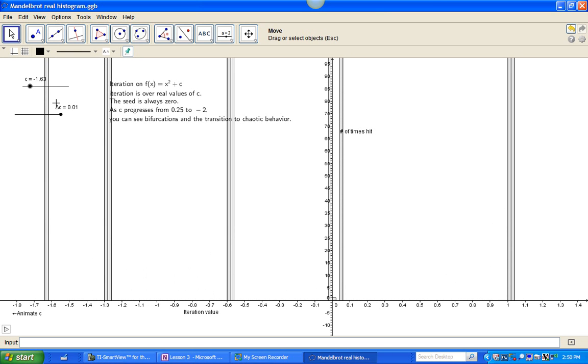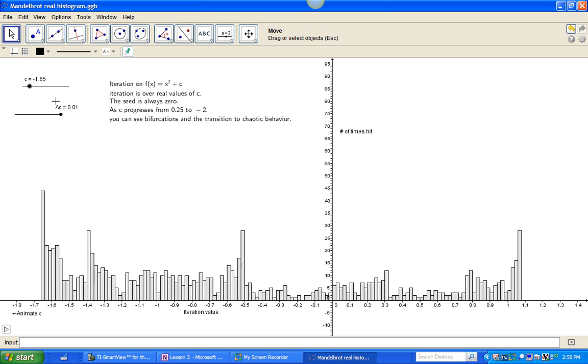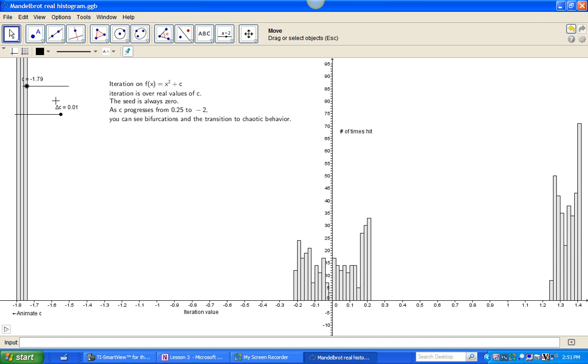Now what that means will come about, look at that, negative 1.63. We're suddenly back into a region where there is a pattern. And then just as quickly, negative 1.64, we're back into a very chaotic region. And we keep on going. Look at that, negative 1.79. I would think that is chaotic, and yet there's some pattern to the chaos.